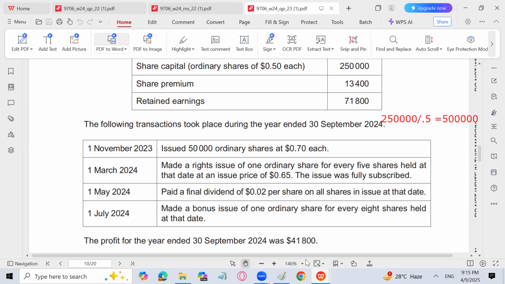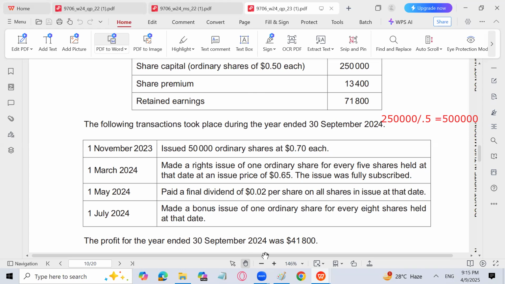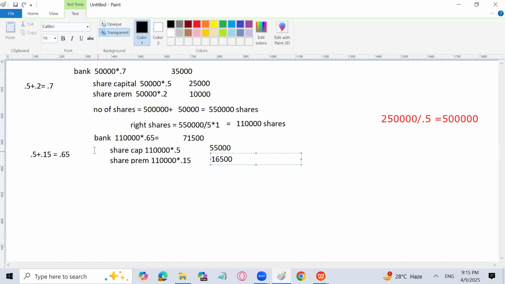So I've passed the entry. I've calculated the shares first. 5,50,000 is the total number of shares, including the old shares: 5 lakh, plus 50,000 new shares issued. So 5,50,000 are the old shares. The quota system says that for every 5 shares you will issue one right share. 5,50,000 divided by 5, so 1,10,000 shares are going to be the right shares.